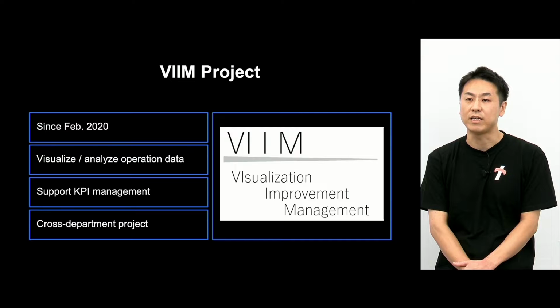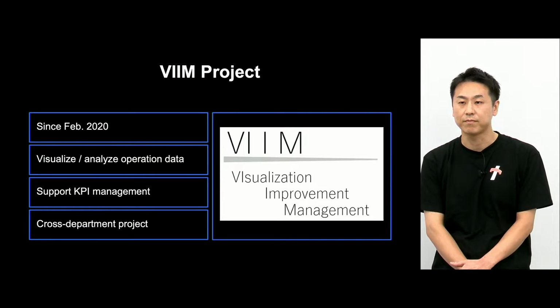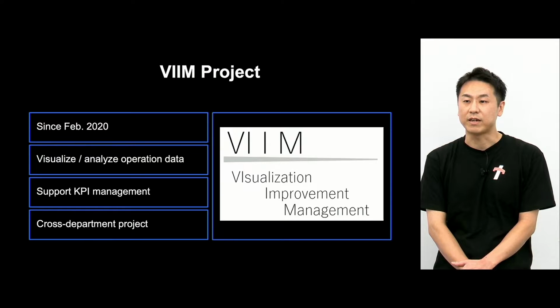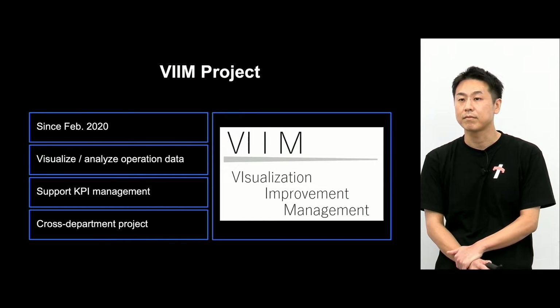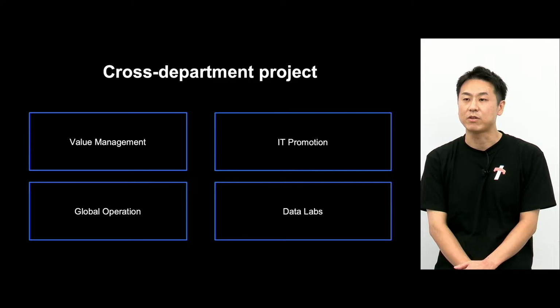Under this project, we tried to visualize all kinds of service management and KPI, helping the KPI management. And this project is a cross-functional project. In order to visualize the operation-related data, we need the features and functions from different departments. But there was no single department dedicated to this, so we needed help from the different departments. These are the participating departments.